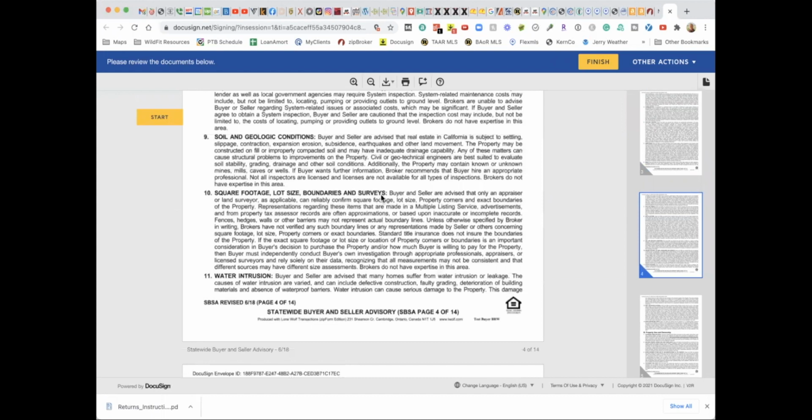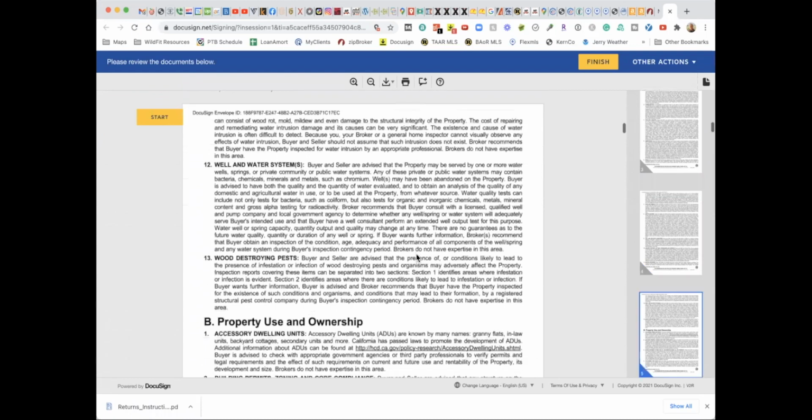Square footage, lot size, boundaries, and surveys. Whatever information is provided by the listing agent and by the seller may or may not be accurate. So let's say, for example, the square footage shows as 1,800 square feet. When you get the property appraised, the appraiser will most often measure the property so we get an actual measured square footage, and they could be very different. Let's say it's reported as 1,800 square feet, but it's really only 1,400 square feet. Keep in mind that you're purchasing the property based on the way it felt to you.